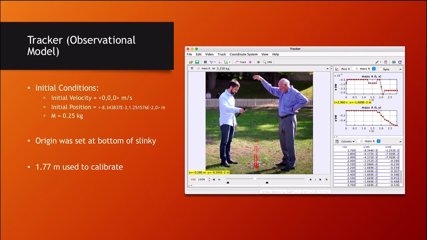I will now discuss the tracker model, aka the observational model. The initial conditions of this scenario had an initial velocity set to 0.00 meters per second. The initial position was found to be minus 8.3 times 10 to the negative 3 in the x direction, 1.25 times 10 to the negative 2 in the y direction, and 0 meters in the z direction. The mass of the slinky was found to be 0.25 kilograms. In setting this up, the origin was set to the bottom of the slinky, and 1.77 was used to calibrate this model, as 1.77 was the average height of a male.